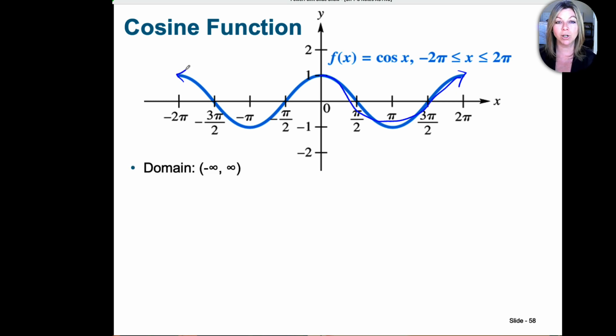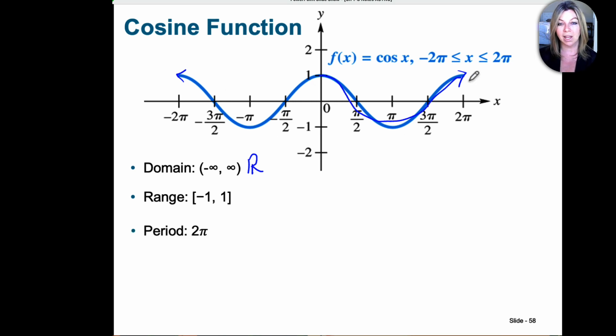So the domain for cosine is the same as it is for sine. That's -infinity to +infinity in interval notation, or you can say all real numbers in set notation. The range for cosine is also the same as the range for sine. You can see that it's bouncing between +1 and -1. The period for cosine is also 2 pi. So all three of these are the same for sine and cosine: domain, range, and period. The graph above, just like in our last visual, is 2 periods of cosine.